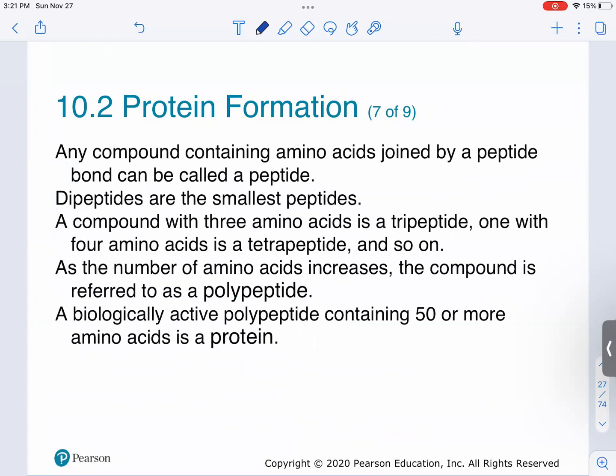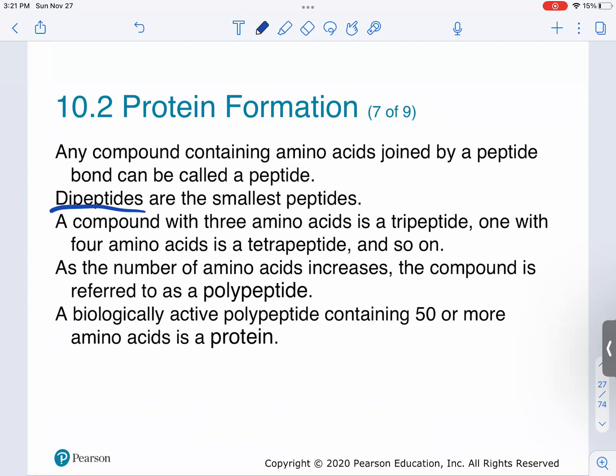So protein formation again, if you have a compound, all right, having amino acids that are joined by a peptide bond. Those are all going to be called peptides. And you know, the smallest ones I said are dipeptides. All right. So when you've got 2 amino acids, if you've got 3, then you've got a tripeptide, 4, a tetrapeptide. So you know some of these prefixes already. But with the more amino acids, you're eventually going to call this a polypeptide.